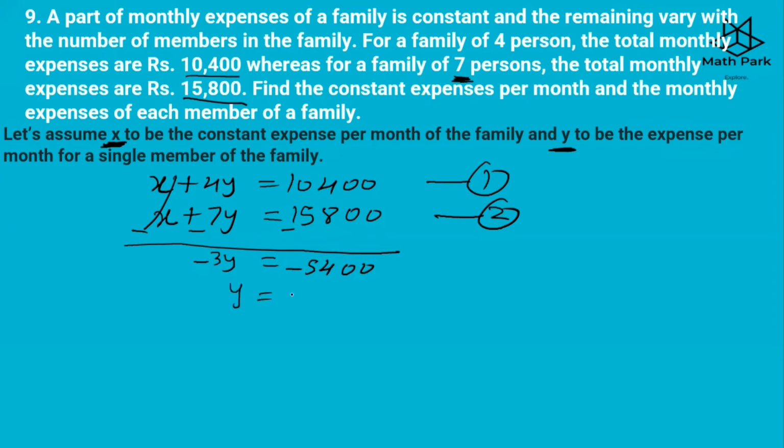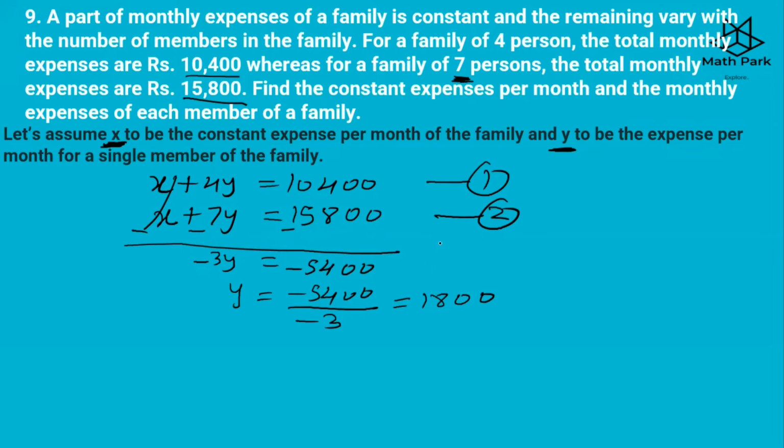So y is equal to minus 5,400 divided by minus 3. 3 18s are 54. So we get this as 1,800, which is the expense for each family member. Okay, 1,800 is the expense.